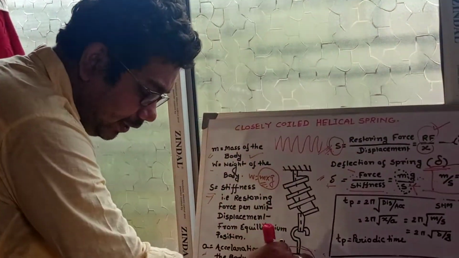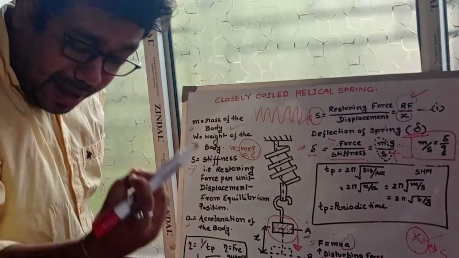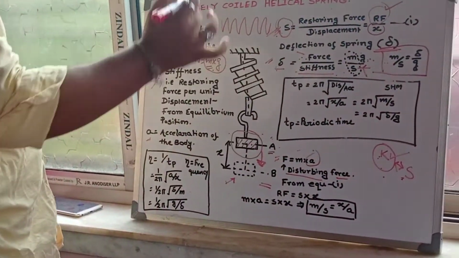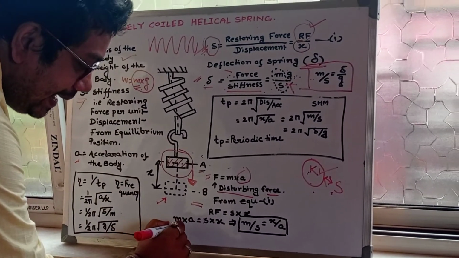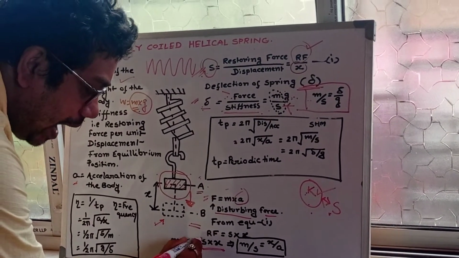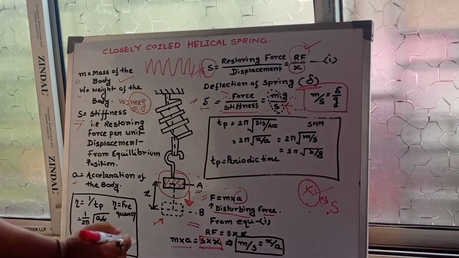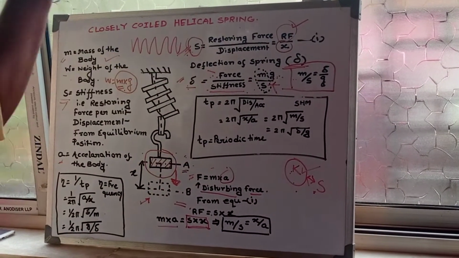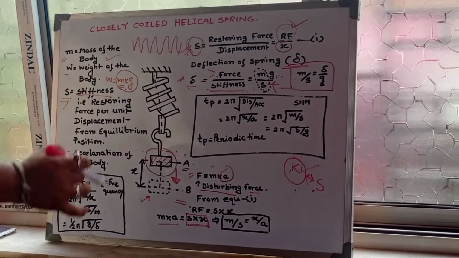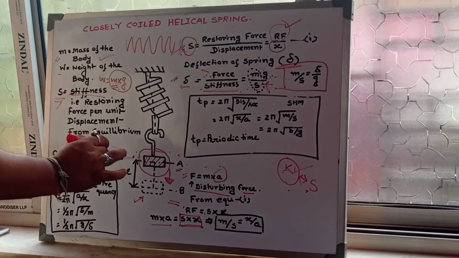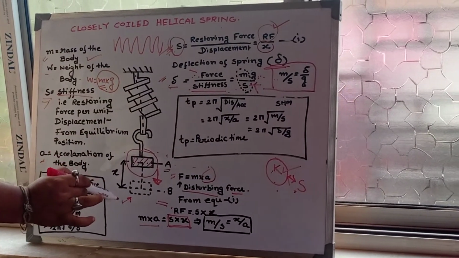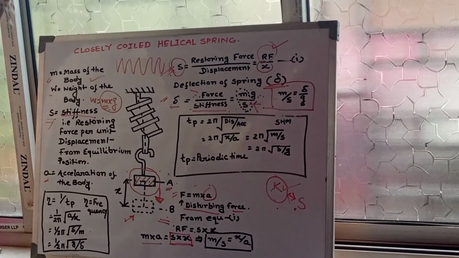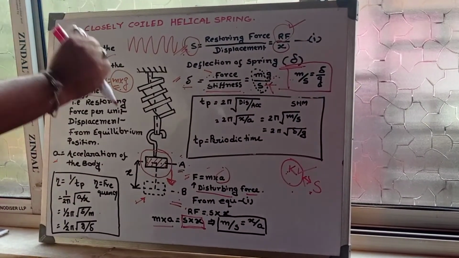As you applied the load, this same amount of force will be induced in the body to come back to its A position. That's why what we did, MA equal to S into X. How does S into X come? That is the restoring force. S is the stiffness. What is X? X is the distance. A to B is X distance, which the spring deflected due to the weight.